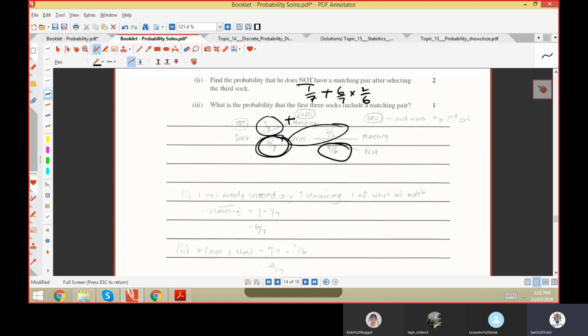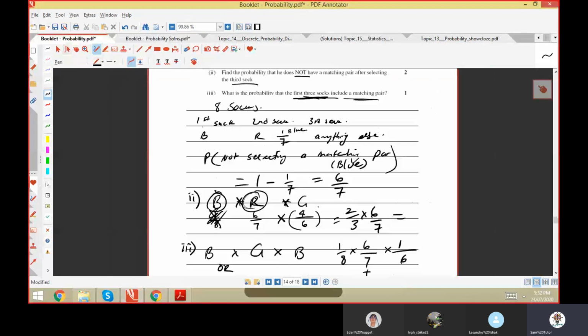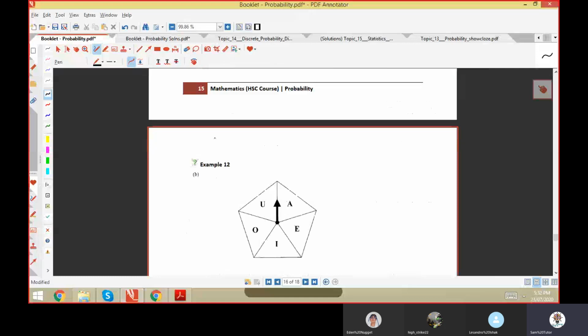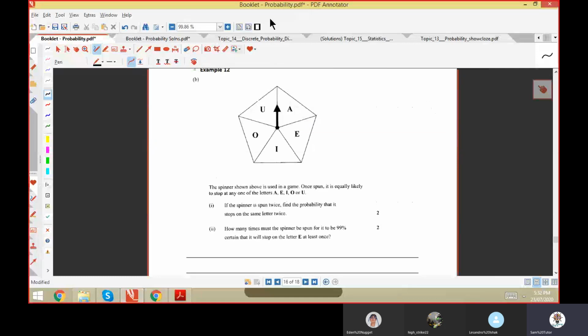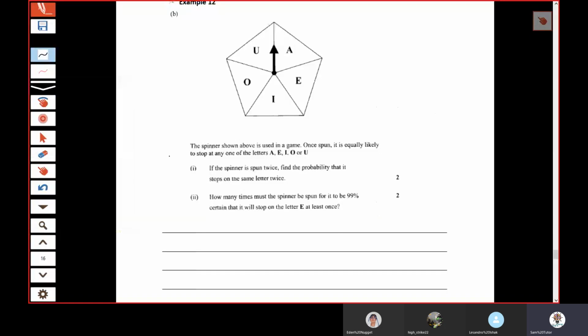Let's have a look at another one then. Maybe we'll look at this. Let's see if we can get this one out. The spinner shown above is used in a game. Once spun, it is equally likely to stop at any of the letters A, E, I, O, U. If the spinner is spun twice, find the probability that it stops on the same letter twice.